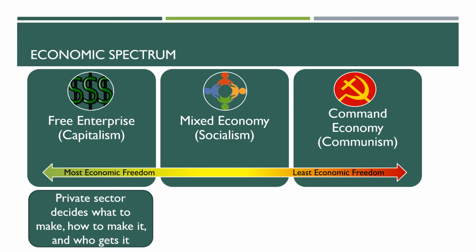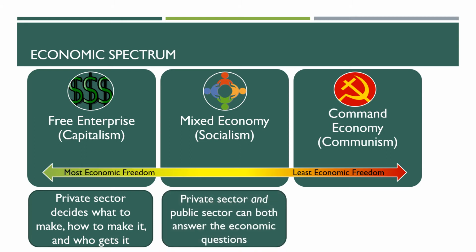Now, there are some countries where the private sector, meaning the people, and the public sector, meaning the government, can both answer economic questions of what to make and how to make it and who gets it. Now, in reality, all countries in the world are basically some degree of socialist, right? They're a mixed economy. But some countries like the US are more on this end of the spectrum.